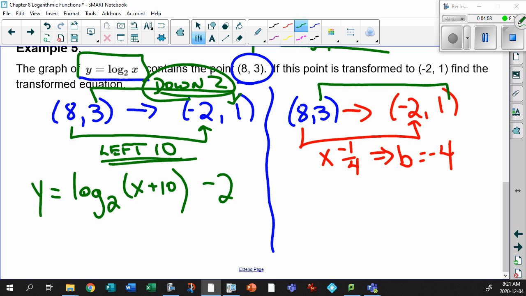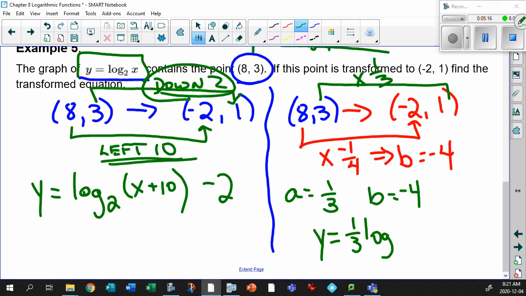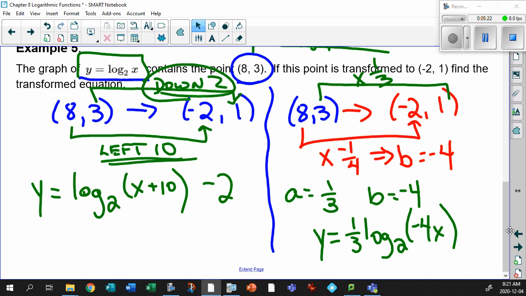Okay, now let's look at the other one. From 3 down to 1. Oh, okay, that's got to be multiplied by a third then. There's your vertical stretch. So your a factor then is a third. Your b value is -4. Pop it back into the equation, and you actually get that. There's the 1/3 log base 2 of -4x. Isn't that remarkable how easy that is? It's really, really simple to be able to generate all kinds of different formulas just based on general information like that.